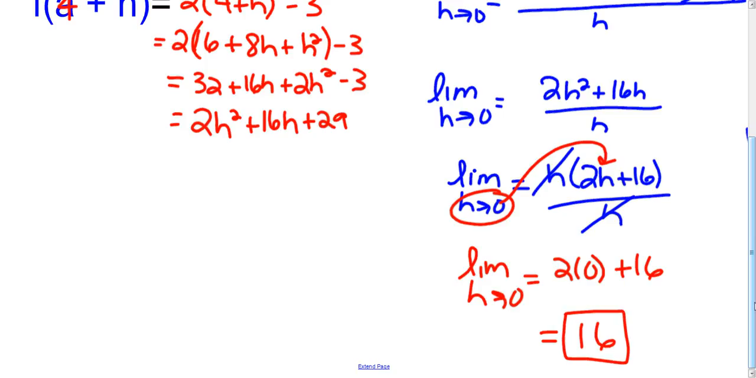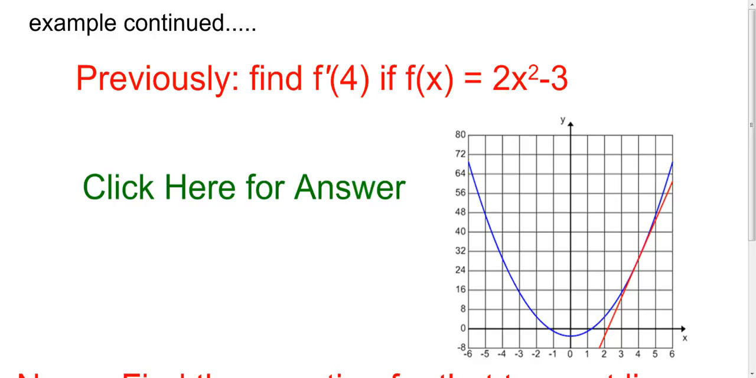If I was doing a velocity problem, my instantaneous velocity at exactly 4 seconds would be 16, whatever the units are. But the other thing is, I just found the slope of the tangent line. So if I graphed that function, 2x squared minus 3, and I looked at the x value of 4, the slope of my tangent line would be 16. And I actually have a picture of that on the next slide.